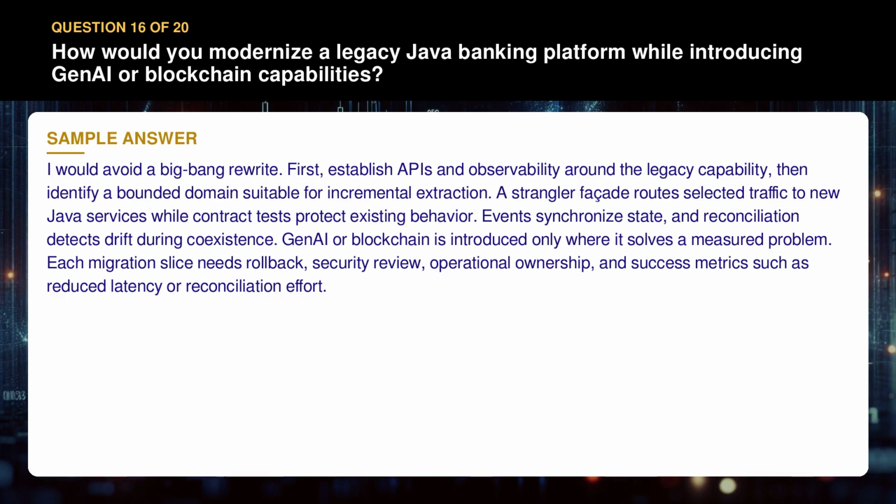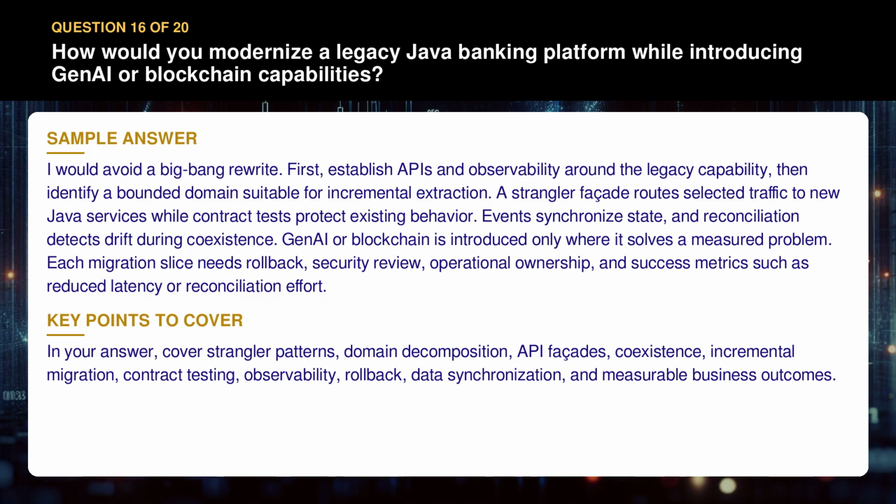A strangler facade routes selected traffic to new Java services while contract tests protect existing behavior. Events synchronize state, and reconciliation detects drift during coexistence. GenAI or blockchain is introduced only where it solves a measured problem. Each migration slice needs rollback, security review, operational ownership, and success metrics such as reduced latency or reconciliation effort.